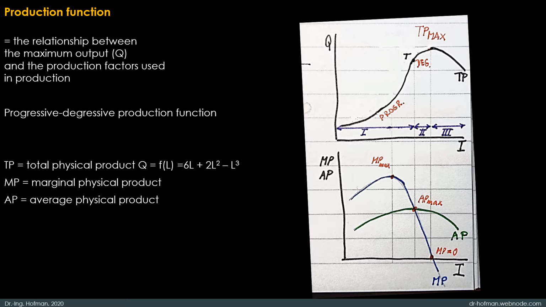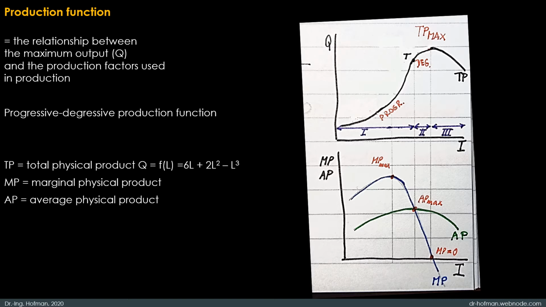Point D is the point beyond which there are diminishing average returns, as shown by the declining slope of the average physical product curve AP beyond point AP max. Point D is just tangent to the steepest ray from the origin, hence the average physical product is at maximum.